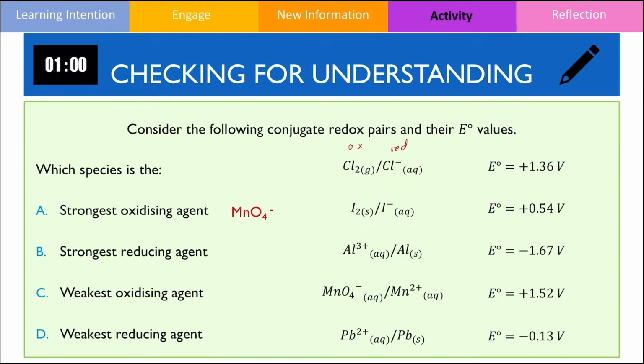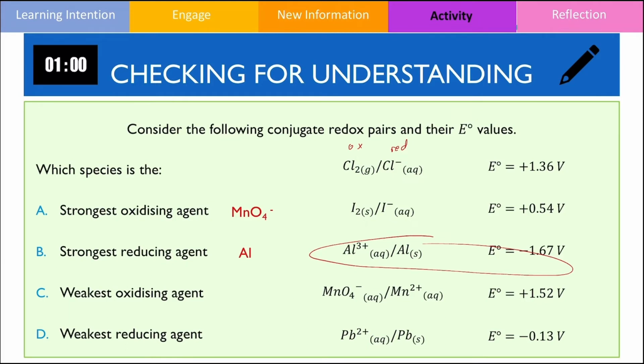Conversely, the strongest reducing agent has the lowest value, which corresponds to the aluminium half equation. In this example, since oxidation is going to take place, we need to therefore choose the aluminium metal as it loses electrons to become the aluminium 3+ ion.